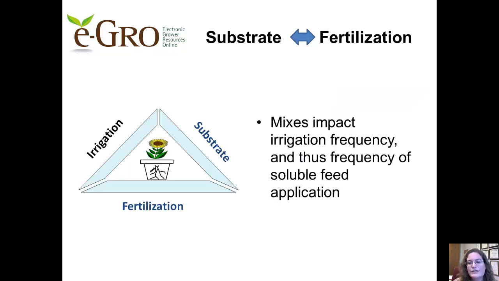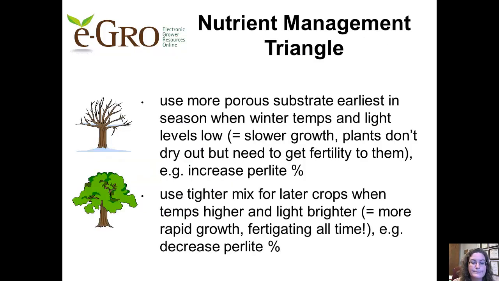As we turn our attention to the relationship between the substrate and the fertilization program, we can extrapolate the frequency of irrigation idea a bit further. Because soluble fertilizers are applied during irrigation events, our ability to get fertilizer to the crop is usually inherently tied to the crop's need to be irrigated. Frequency of irrigation also then dramatically influences the rate of fertilizer that will need to be used. Consider then how we might apply the concept of the nutrient management triangle to this simple idea.